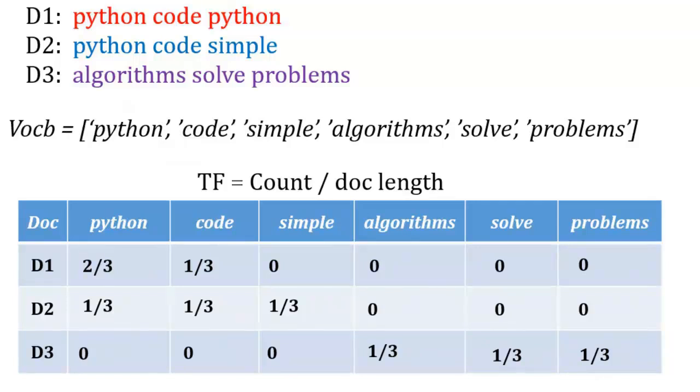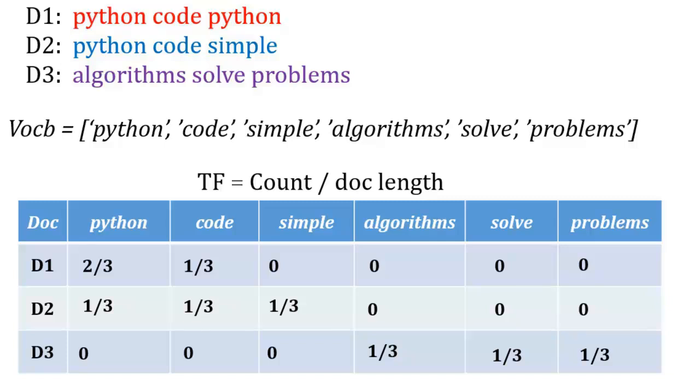Instead of just counting, TF says, let me divide this count by the total number of words in that document. Why? Because it helps balance between long documents with many words and short ones. Please concentrate. A word that appears 2 times in a short document is more important than one that appears 2 times in a very long document.